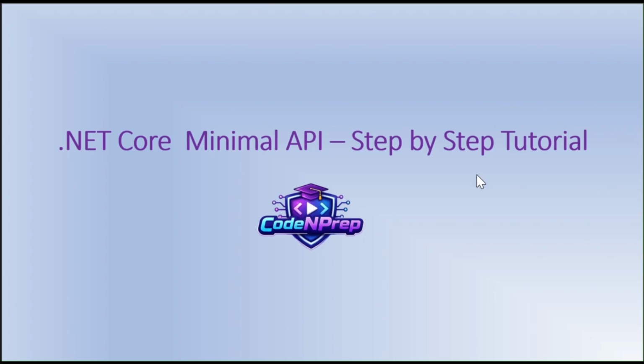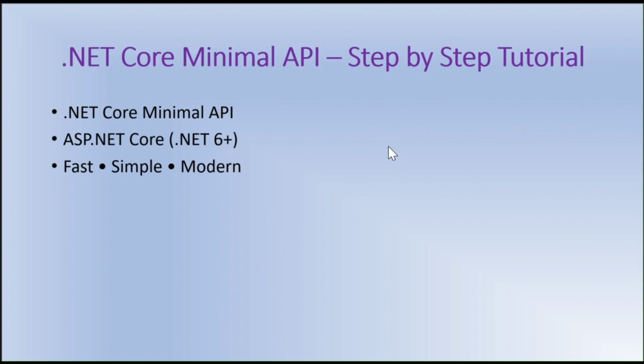In this tutorial, we will learn about minimal APIs using ASP.NET Core. So minimal APIs were introduced in .NET 6 to make building HTTP APIs faster, simpler and with less boilerplate code. By the end of this session, you will be able to create and understand a working API from scratch.